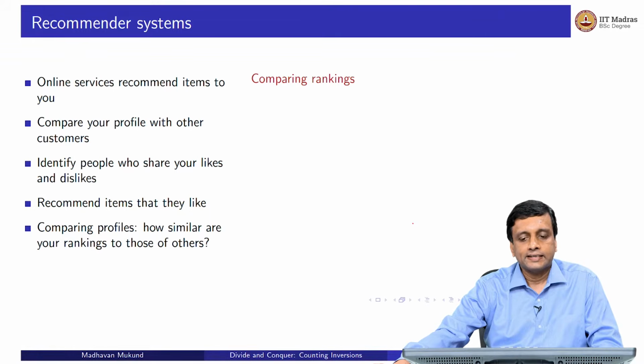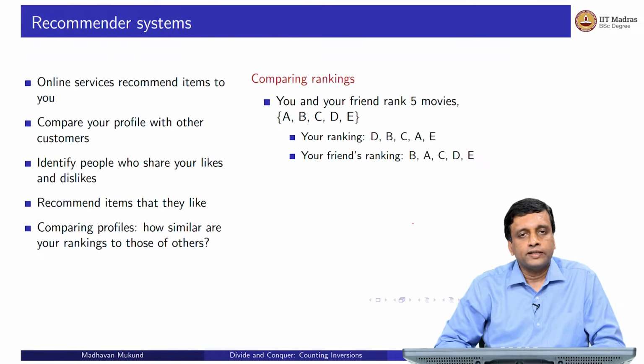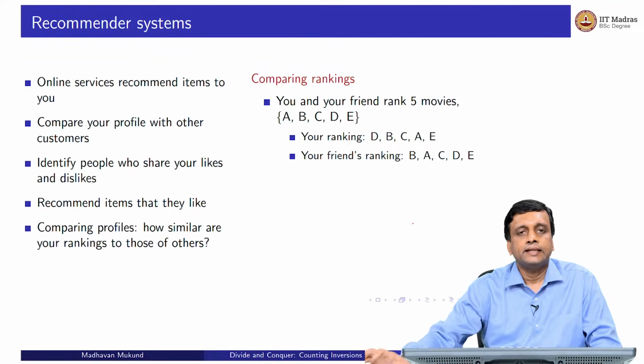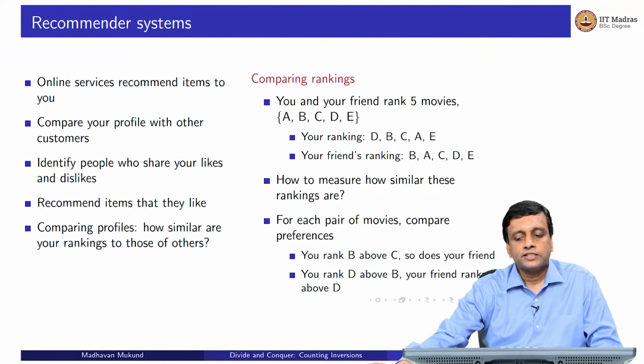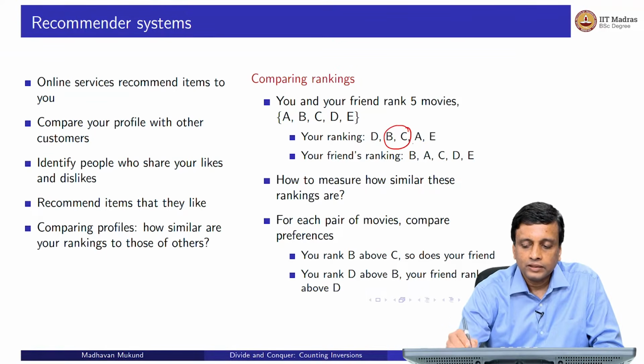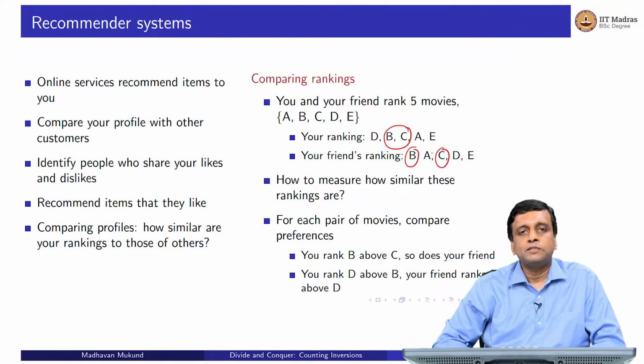So let's look at comparing rankings. Supposing there are 5 movies that you and a friend have both seen. Let's just call them A, B, C, D, E. So your ranking is that D is the best, B is the second best, then C, then A, then E. And on the other hand, your friend thinks B is the best, then A, then C, then D, then E. There are many ways to compare such rankings, but one of the simplest ways is to just look at each pair of movies and see whether you and your friend agree on how they should be ranked relative to each other. So for instance, if you look at B and C, then both you and your friend agree that B is better than C. So you agree on the relative merits of B and C.